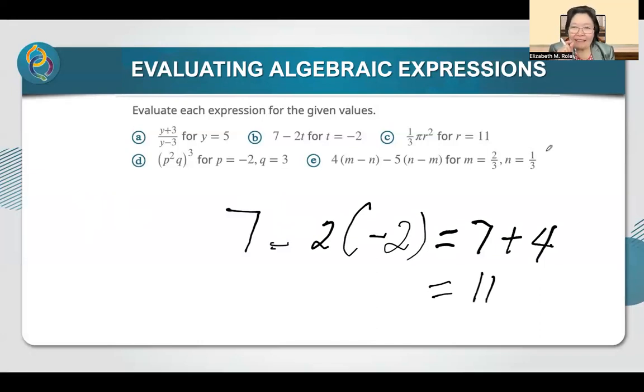All right. Okay, how about letter C now? Pi is a constant, so you don't need the value for pi, 3.1416, something like that. In here, I expect that your answer will still have a pi. I hope that you have a calculator, but you can also use your phone as your calculator. So in letter C, 1/3 pi is actually your coefficient for your variable r, but that variable r needs to be squared.